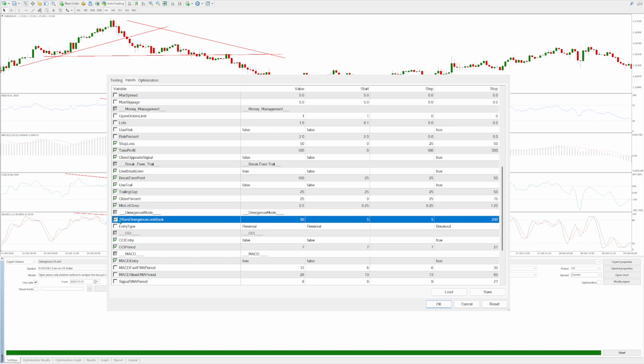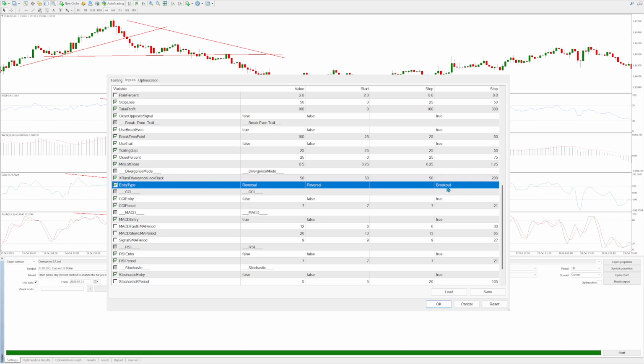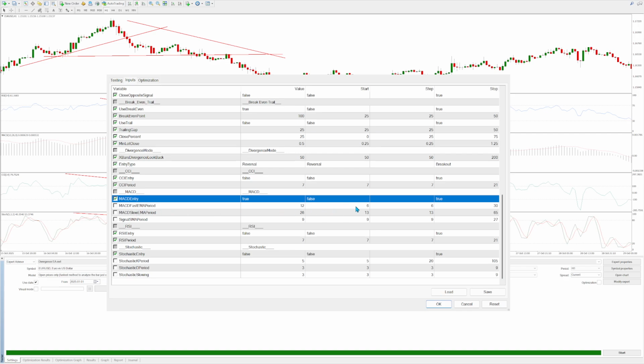Divergence mode, so for the bars look back, let's go for, I think we'll stop 50, 50, and we'll go, should we go, yeah, leave it at 200, why not? Entry type, so breakout reversal, we'll select that to optimize either reversal or breakouts. We'll have CCI true or false, CCI period will do 7, 14, and 21. MACD entry true or false, I think we'll leave the MACD as it is.